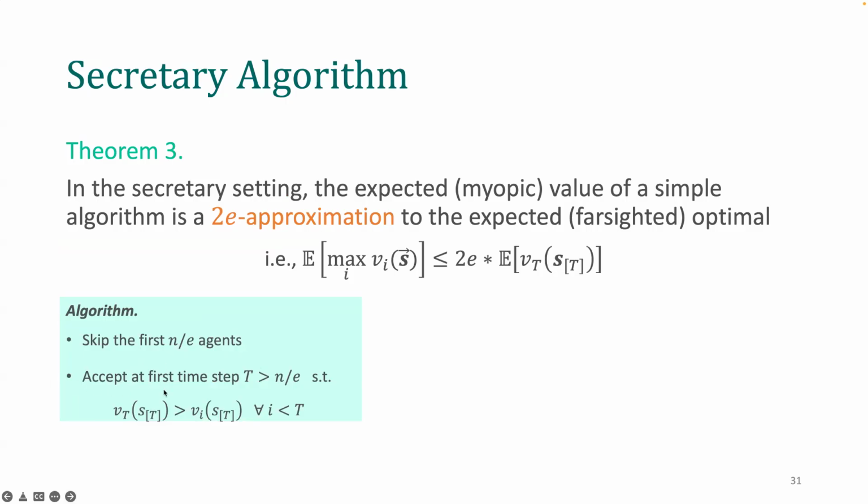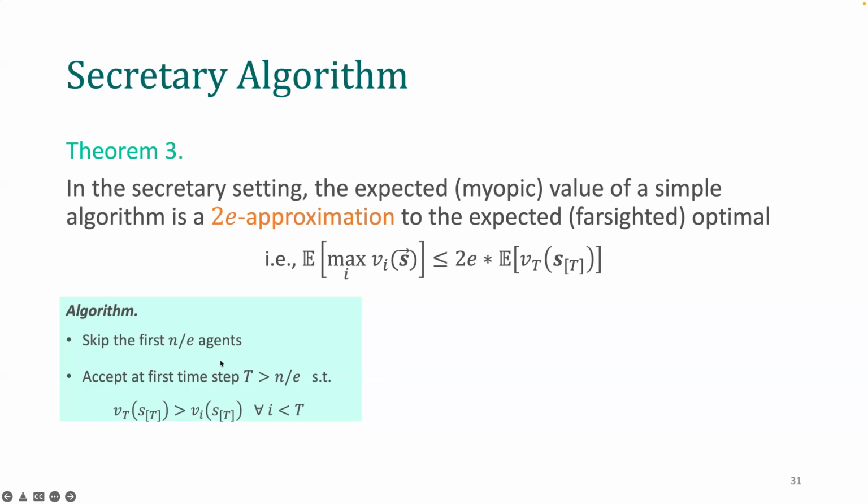So I'm going to do pretty much the same thing, but since we have interdependence, I'm going to accept the best so far using the signal so far. Okay, so it might be that knowing the realization of all the signals, this may not be the best, but I don't care about that. So I just skip the first N over e agents.